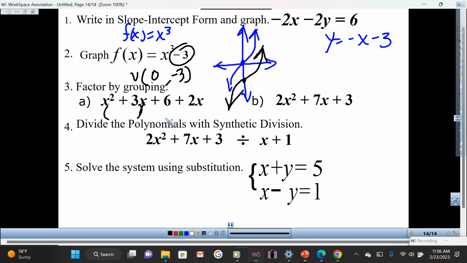Factors for 3a. Pass them one, Alyssa. X plus 3 and x plus 2. Hands if you got that. Looks about right. How about for 3b? Pass them one, Christina. X plus 3, 2x plus 1, that is correct.